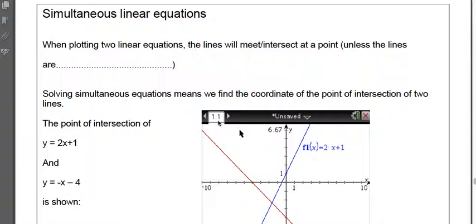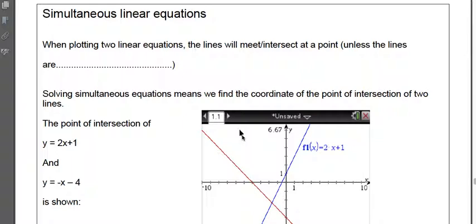In this one I'm going to take you through simultaneous linear equations. So what this means is when we have two straight lines, so two linear graphs, and they meet at a particular point. Where they meet, that's called the point of intersection, and what we're going to do is work out, or use the calculator to work out, what that point of intersection is, so what that coordinate is.